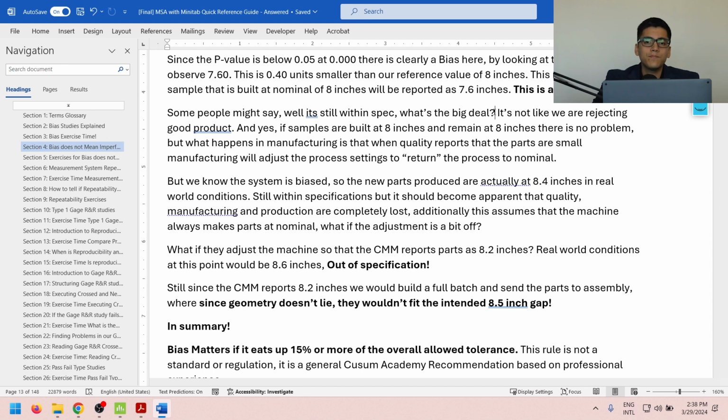8.6. Okay. So if we could set up a process to be exactly at nominal, then our bias maybe in this scenario wouldn't be that significant. The problem is that manufacturing adjusts the manufacturing process based on quality's feedback. So if quality says the parts are really big, or quality says the parts are really small, manufacturing will adjust accordingly and we might not be in proper real world conditions.